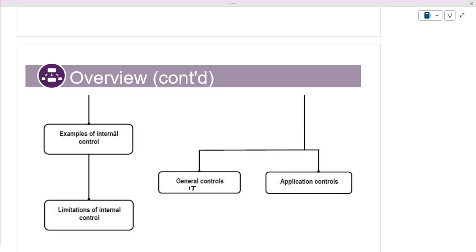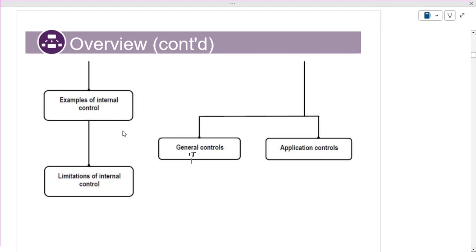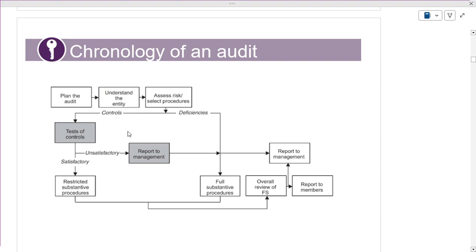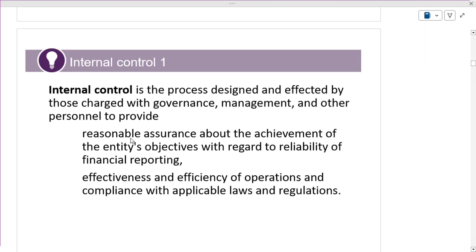IT application control means, for inventory, what are the controls? For NCA, non-current assets, for cash, especially for cash purchases, what are the controls? You have to work on that. In the examination, they will not say directly general controls or application controls, but they will ask specifically about application controls. Fine. Now, we are still here only. Okay, we are talking about test of controls. If the test of controls are unsatisfactory, we have to do substantive procedures. If it is satisfactory, we will do restricted procedures. This is the basic thing.